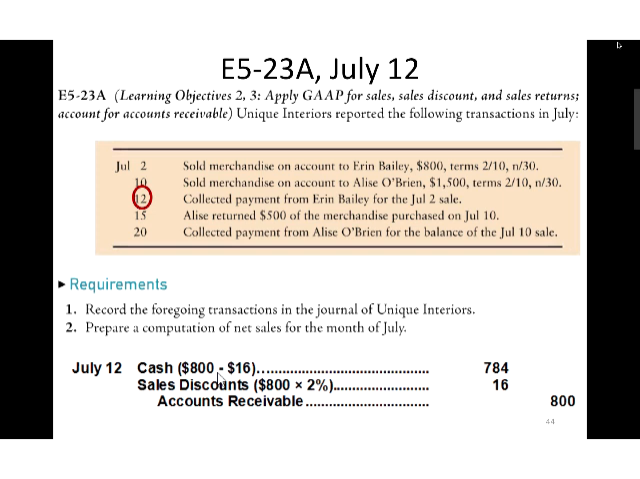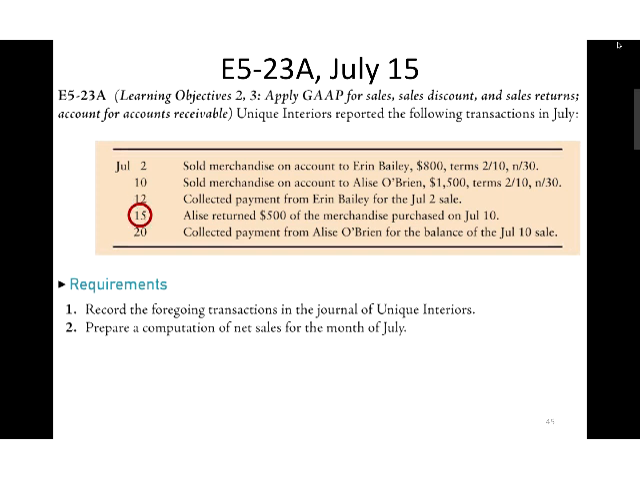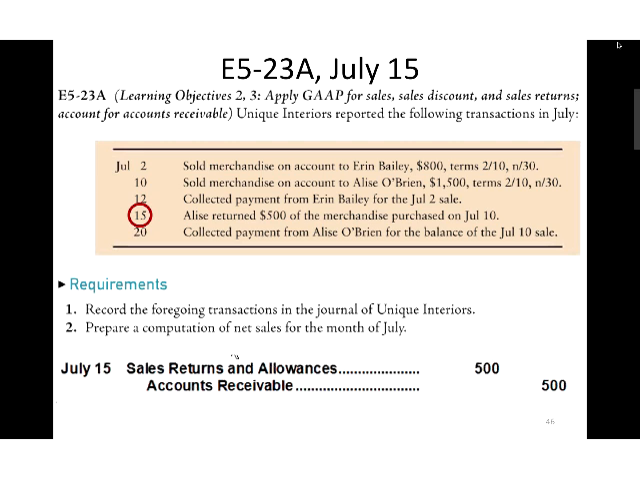Okay, so that was July 12th. So now we move down to July 15th. July 15th, Elise, the sale on July 10th person, returned $500 of the merchandise purchased on July 10th. So now we have someone saying, I don't want this, I'm returning it. So what we need to do is say two things. First of all, we have a sales return. Sales returns and allowances is a contra sales account as well, a contra revenue account. And then we need to reduce the accounts receivable. So again, I'm going to go silent for a minute or two, and then I'll talk about this.